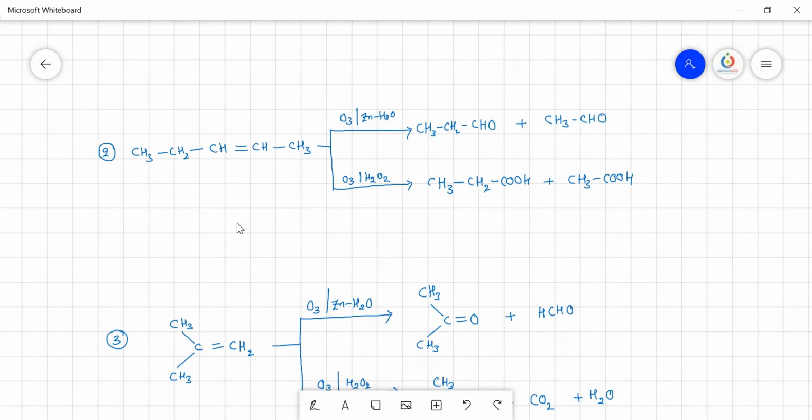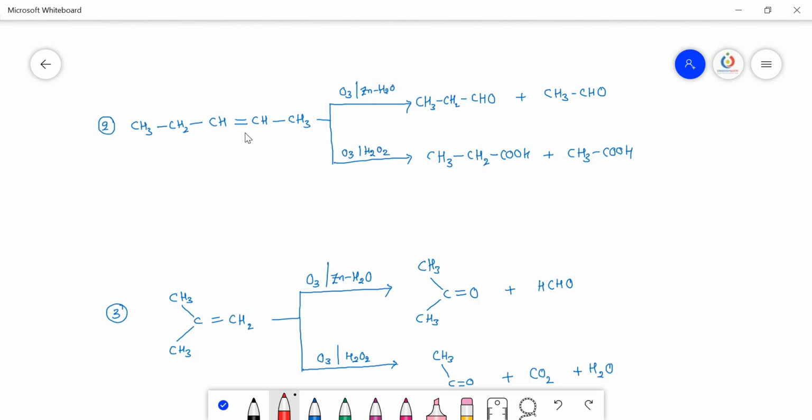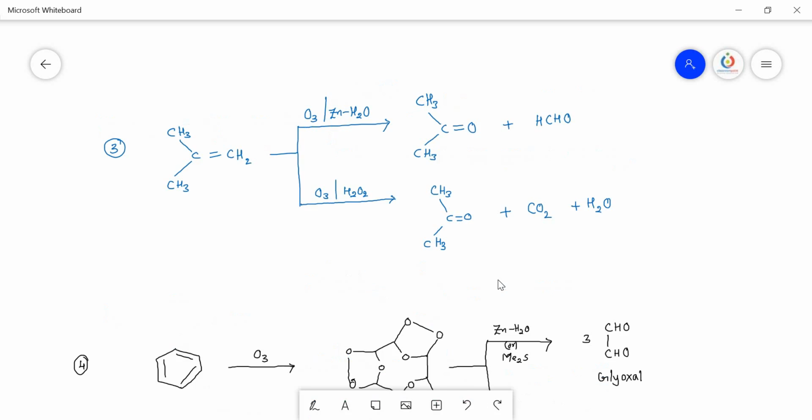Now let us see another example here. So this is the molecule where both of the double bonded carbon atoms are having hydrogens. In the case of the reductive ozonolysis, they give the aldehyde. So here, one oxygen, break this bond and write down CH3CH2CHO. So we will get both aldehyde molecules. But in the case of the oxidative ozonolysis, both of these carbon atoms will produce carboxylic acid molecules.